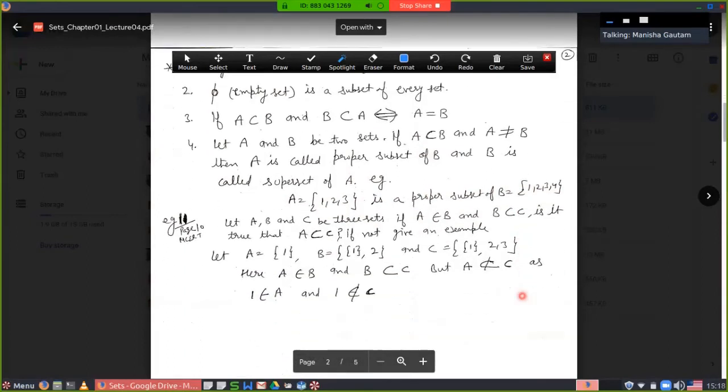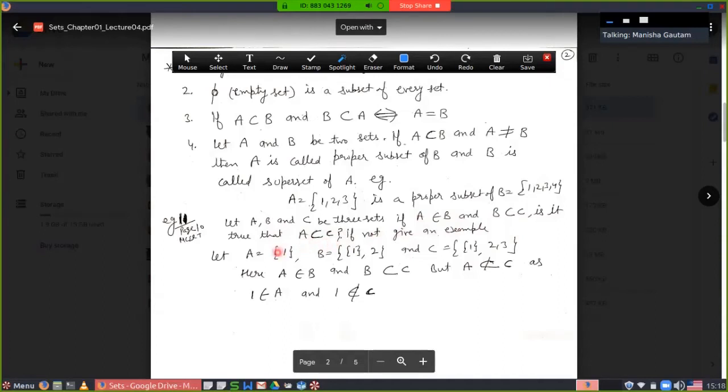Now come to example number 11 of NCERT, page number 10. What is the statement? Let A, B and C be three sets. These are the three sets, and conditions are given. If A belongs to B, this is not a small a, it is capital A, it means this set A belongs to set B, and set B is a subset of C. Is it true that A is a subset of C? You have to check it by giving an example.